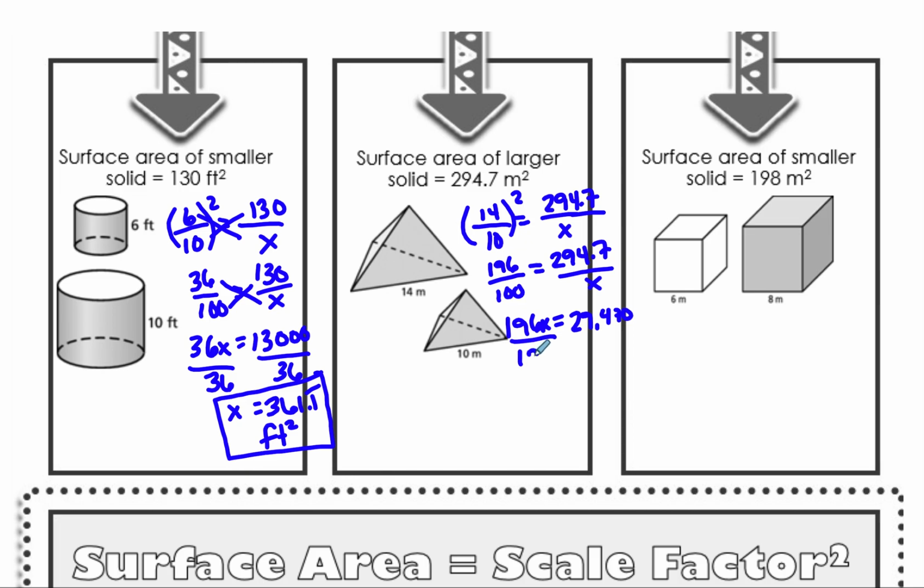Then I'm going to divide both sides by 196. And we're going to get x equals 150. And then there's a really long decimal, so I'm just going to round to the nearest tenth, 150.4 meters squared. All right, go ahead and pause the video and try this next one on your own.